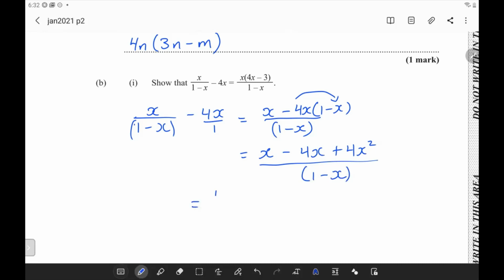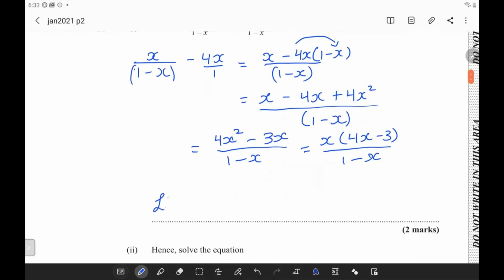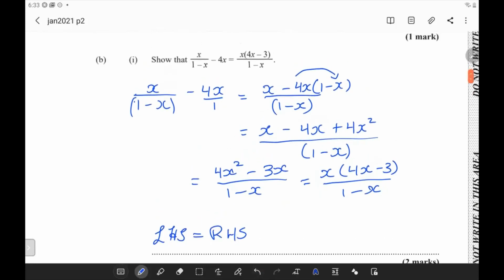So simplifying this further, we have 4x squared. Allow me to write that in front. x minus 4x is minus 3x divided by 1 minus x. And simplifying this by factoring an x, we have x into 4x minus 3, all divided by 1 minus x. And we could say that the left-hand side is equal to the right-hand side. So we are done with the proof, because notice we got exactly what is on this side.